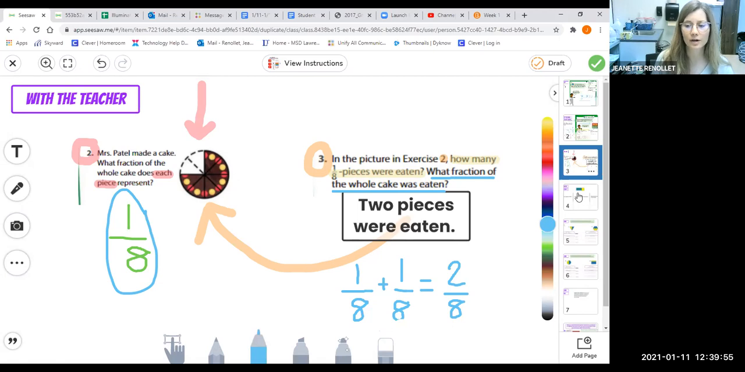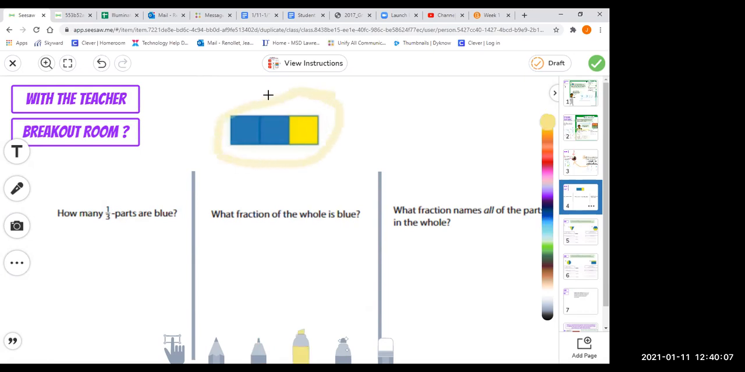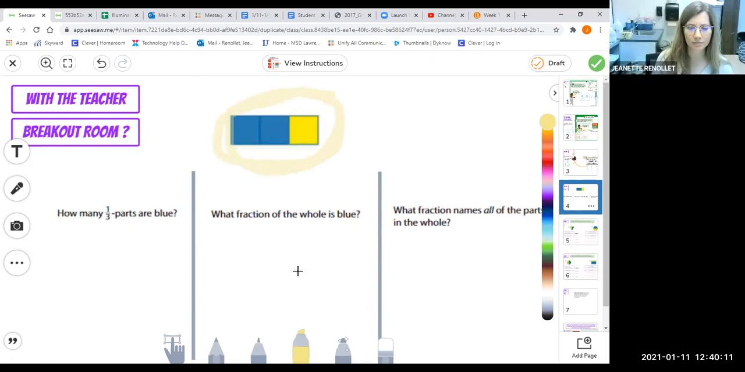Go to slide 4. Next, please. On slide 4, we have another model. Take a minute and look at the model. Think about what you notice in this model. What do you notice?